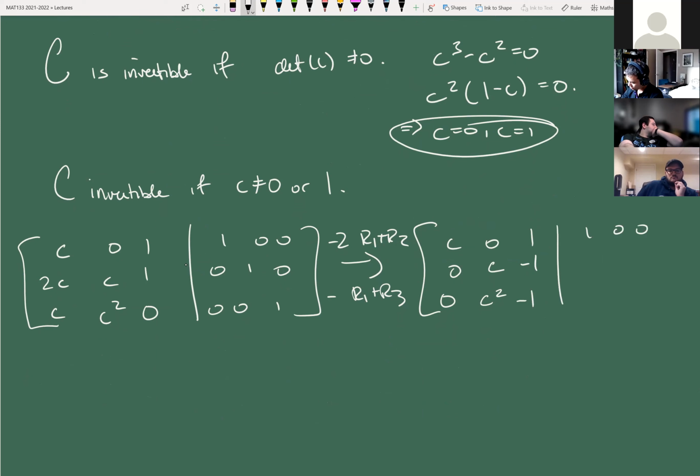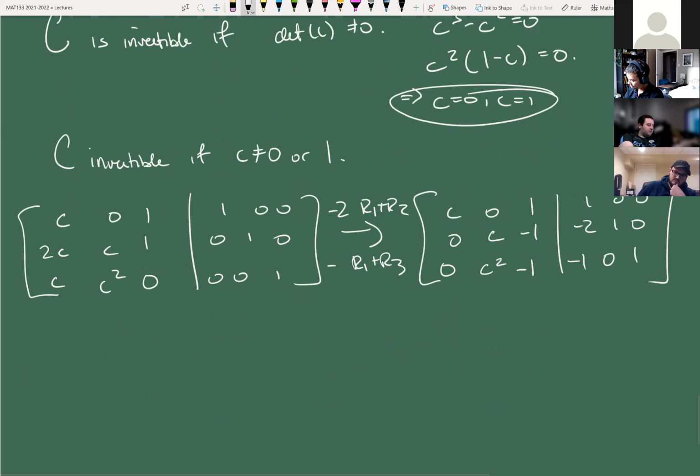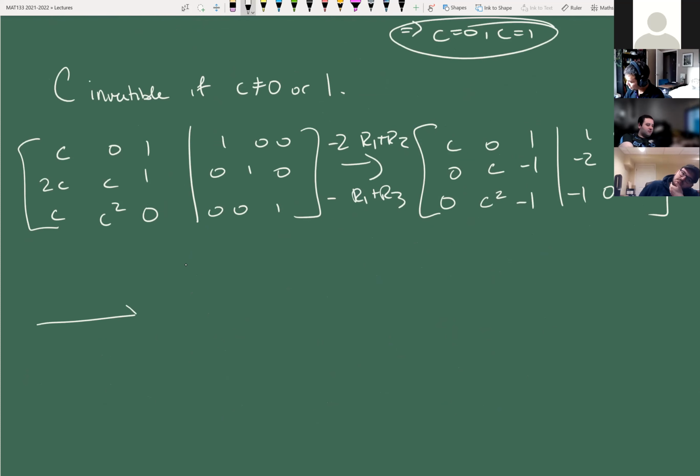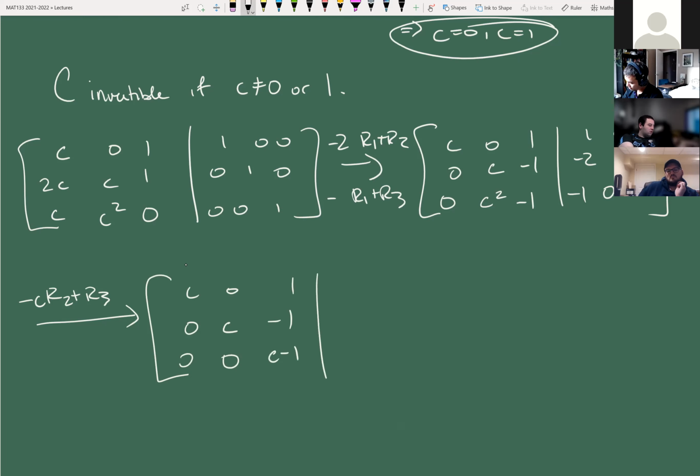So I got 1 0 0. Negative 2, so that would become negative 2 1 0, and then negative row 1, so negative 1 0 1. All right. And now I need to do negative C row 1 into row 3. So that gives me C 0 1 0 C, negative 1 0 0. So negative C just gives me C. So I'm going to get a C minus 1 here, 1 0 0 negative 2 1 0.